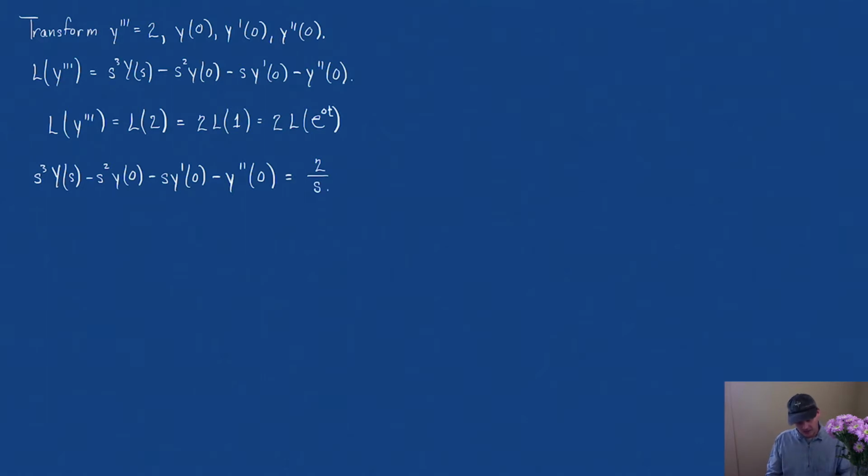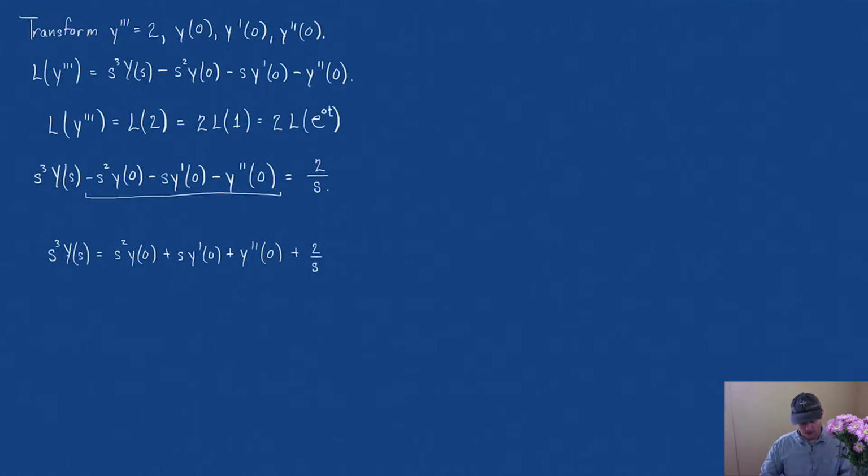Okay, now the next thing is we want to solve for Y of s. I'm going to do it in 2 steps. The first step is I'm going to move all of my initial conditions to the right-hand side. So I have s cubed, capital Y of s, is equal to s squared y of 0 plus s y prime of 0 plus y double prime of 0 plus 2 over s.